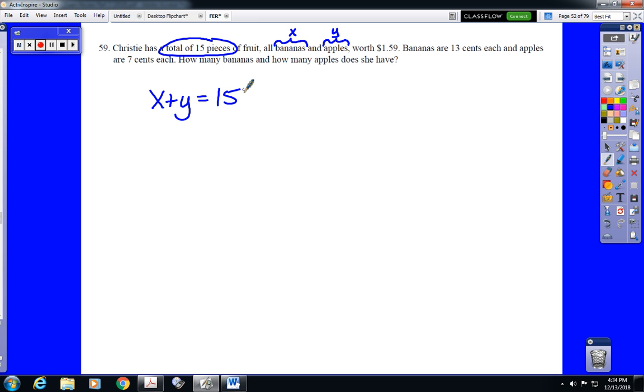Okay, they also told us what they're worth. Bananas are 13 cents, okay? Apples are 7 cents. So we would say 13x plus 7y equals. Now this is tricky. Notice they're worth $1.59. Well, that's 159 cents, right? So since we wrote the 13 and the 7 in terms of cents, we need to write that amount in cents as well, which would be 159.